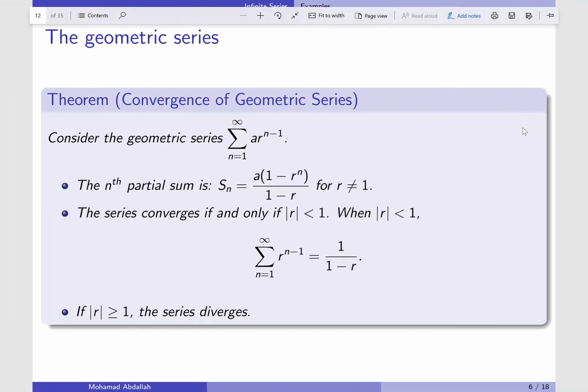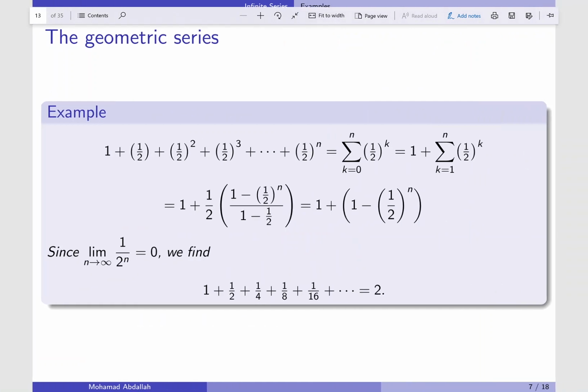If r is greater than or equal to 1, then the series is going to diverge. So it will only converge if the absolute value of r is less than 1. It could be negative, as long as it's between minus 1 and 1. Okay, I'll show you now an example about this.